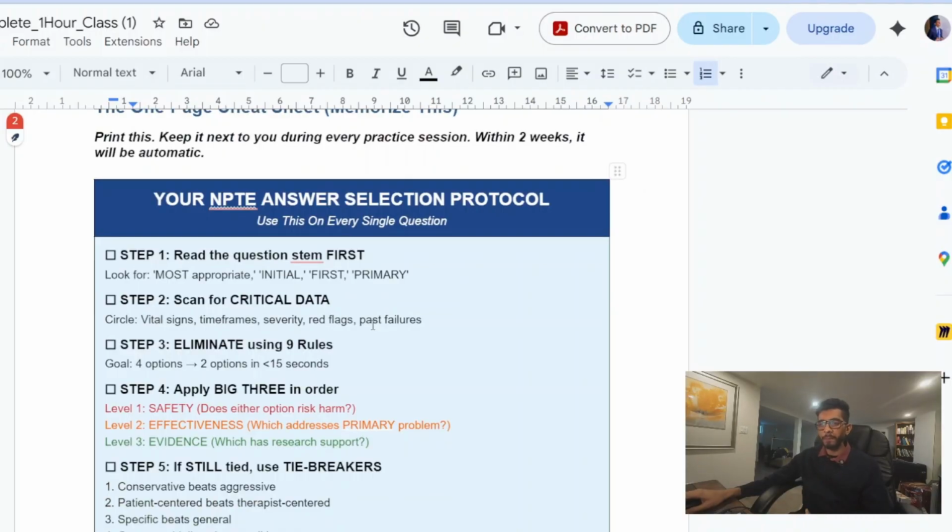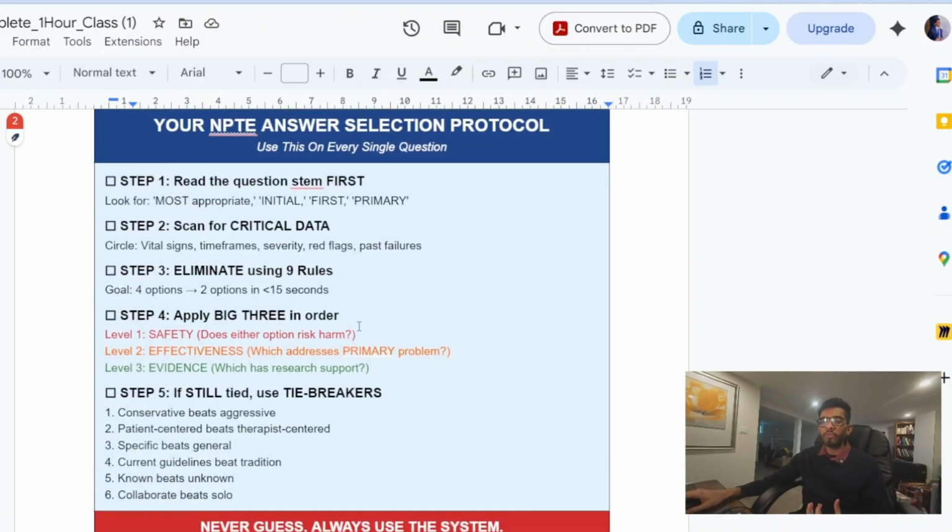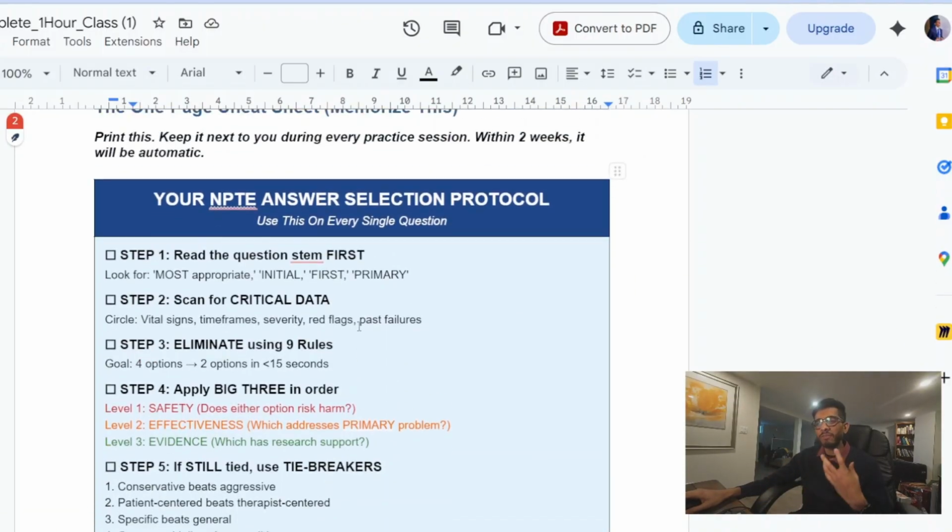Okay, step one, read the question stem first, right? What is a stem? It usually comes at the end of the question, looking for the most appropriate, initial, first, primary. That end part mentions what they actually want. Now you're scanning for the critical data. What are they saying about vital signs? What are they saying about contraindications? Are there any red flags, past failures? Look into that critical data.